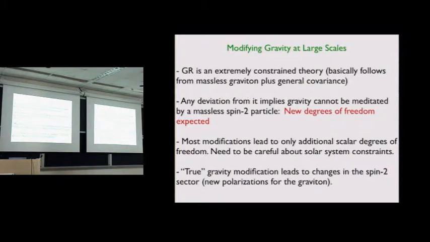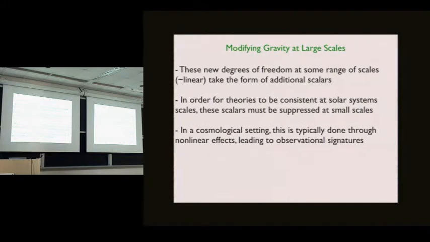Sometimes people distinguish modifications of gravity in general that only modify scalar degrees of freedom. So in some sense, they are equivalent to quintessence. But there are so-called true gravity modifications, which also change the spin-2 sector and lead to new polarizations of the graviton. And this also has other implications for gravitational waves and so on, which I'm not going to discuss in this talk.